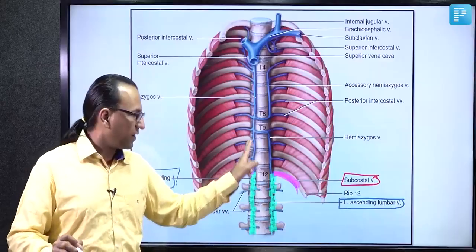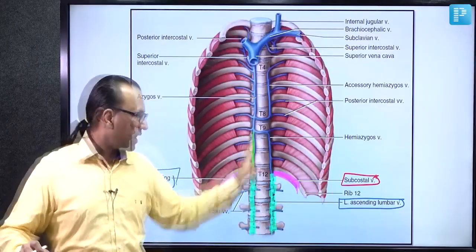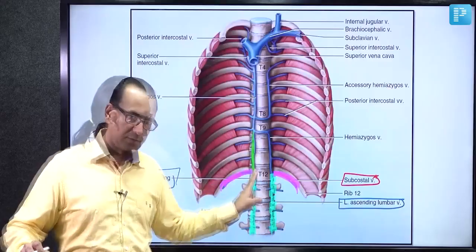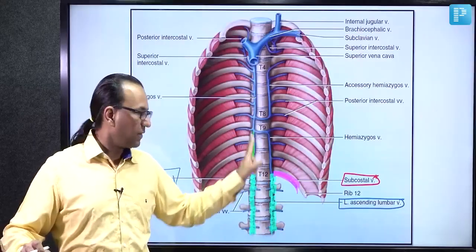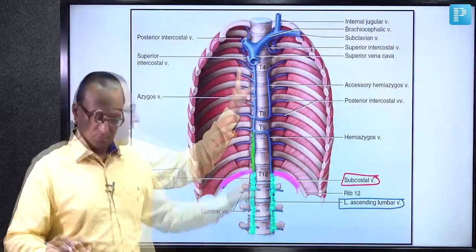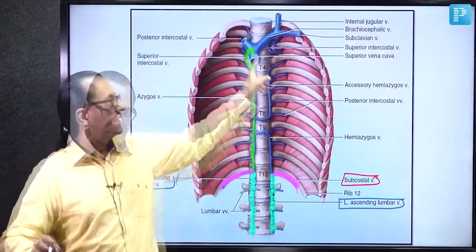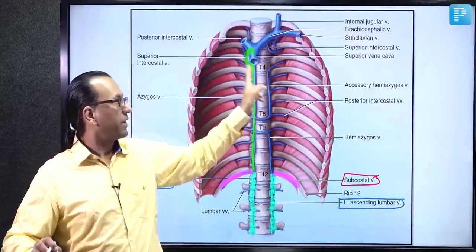So this is the azygous vein, formed at the lower border of the T12 vertebra and running on the right side of the thoracic vertebrae, receiving various posterior intercostal veins, as you can see, lower intercostal and upper intercostal as well. It keeps ascending and then drains into the superior vena cava. At the T4 vertebral level, it will enter the superior vena cava.